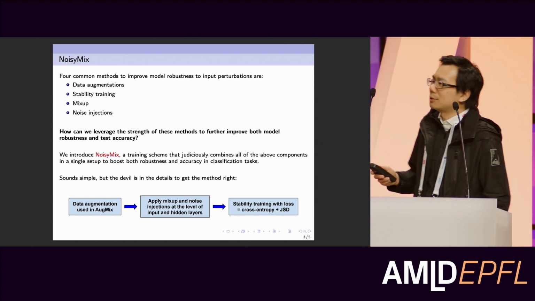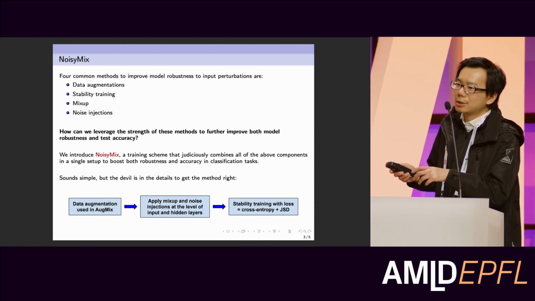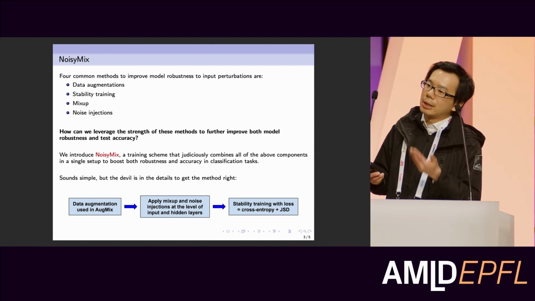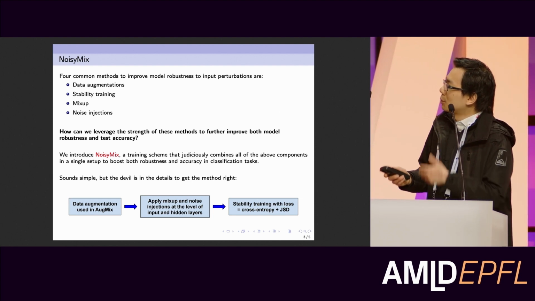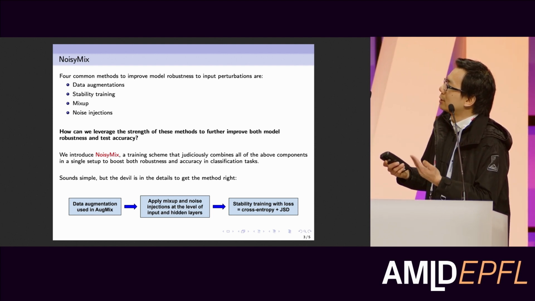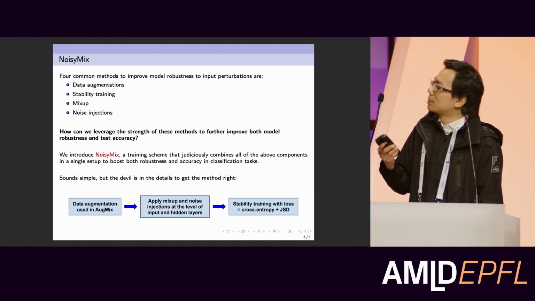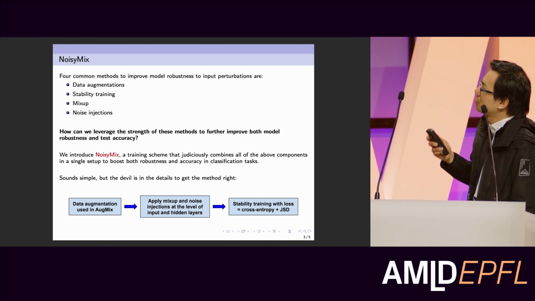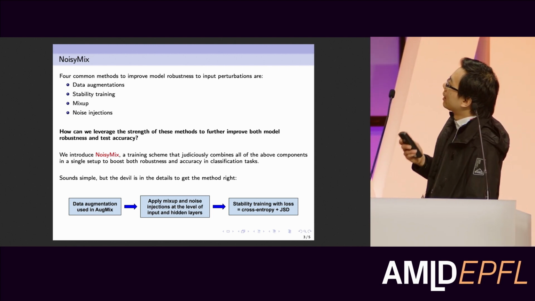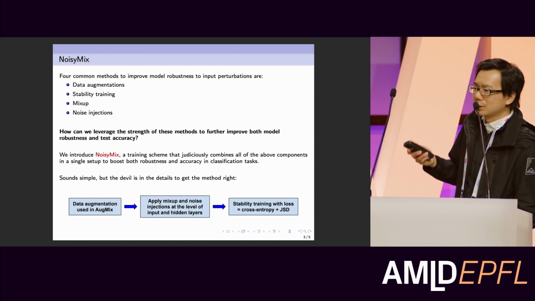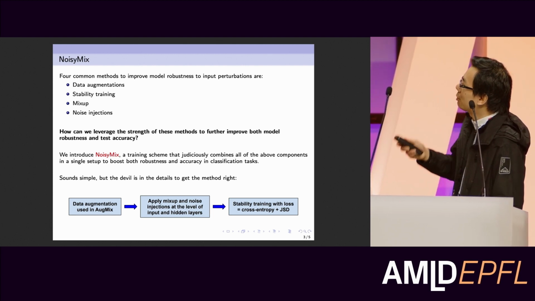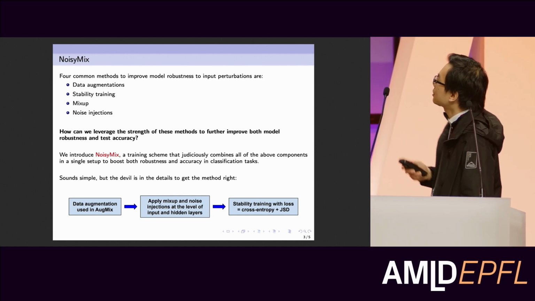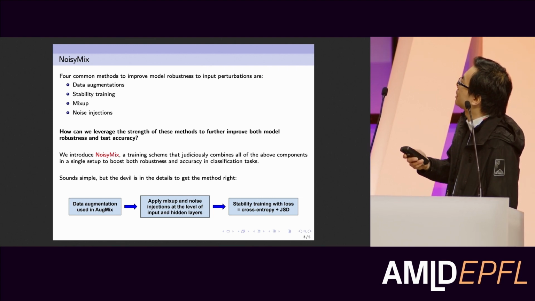The idea is that we start with the data augmentation used in AugMix. AugMix is a method that leverages a diverse set of transformations of the data. It creates a more diverse set of data that you can use for training, and it has been shown that this improves both model robustness and test accuracy. So we are going to create a data set using AugMix, and then we are going to apply Mixup and noise injection, now at the level of both input and hidden layers. So we inject noise not just into the data, but also into the hidden layers. And then we're going to perform stability training.